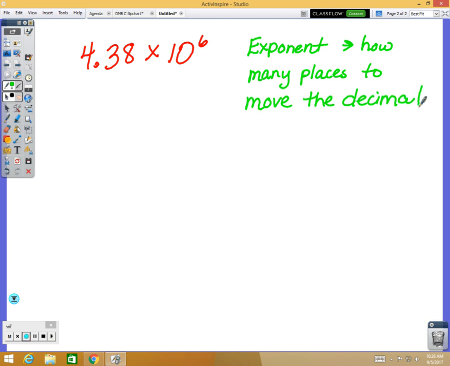We also saw last week that sometimes we have positive exponents, like this example, and sometimes we have negative exponents. So depending on if it's positive or negative, that's going to tell us which direction we are moving our decimal. If the exponent is positive, we're going to move it to the right. And if the exponent is negative, we're moving it to the left.